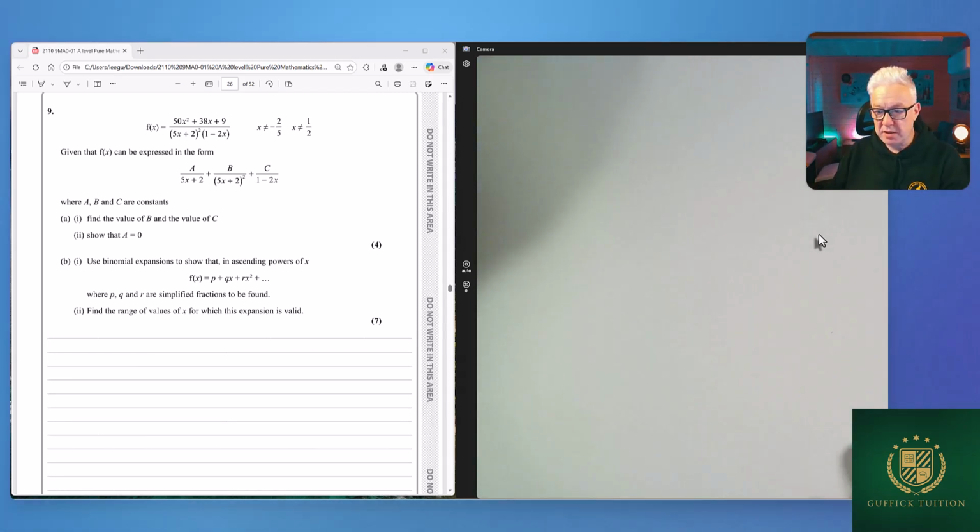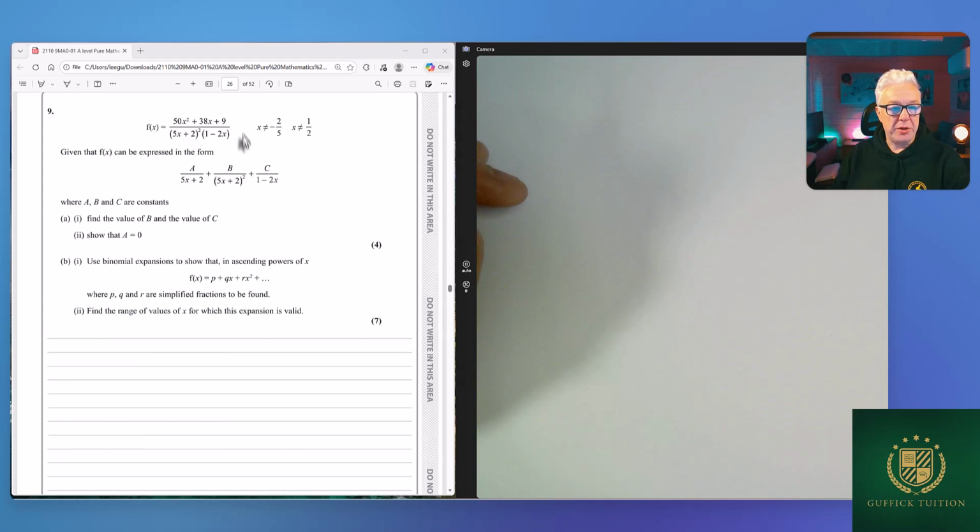The first thing it's good to be aware of is to check, is it an improper expression? By which I mean, is the highest power in the numerator the same as or higher than the highest power in the denominator? In this case, we can see that's not the case because we've got a quadratic in the numerator and in the denominator, we've got a cubic. So we don't need to do any long division.